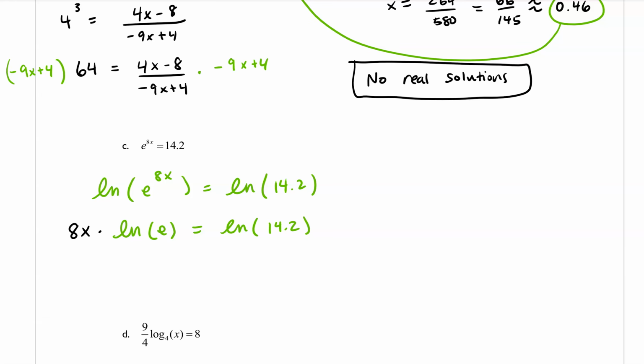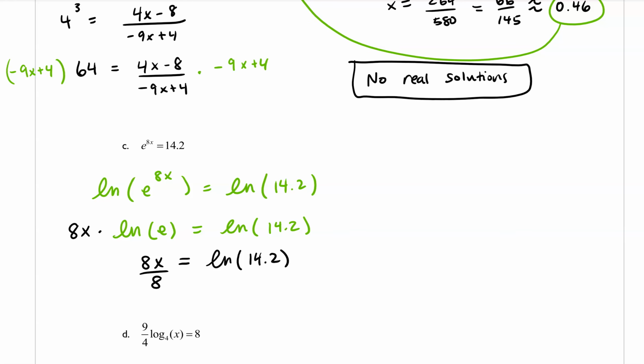Now, I'm going to leave it up to you. I'd like you to think about why the natural log of e is equal to 1. So take a moment if you are not sure why, and maybe write it in exponential form, but don't just take my word for it. The natural log of e is equal to 1, so we're going to be left with 8x times 1, which is just 8x, is equal to the natural log of 14.2.